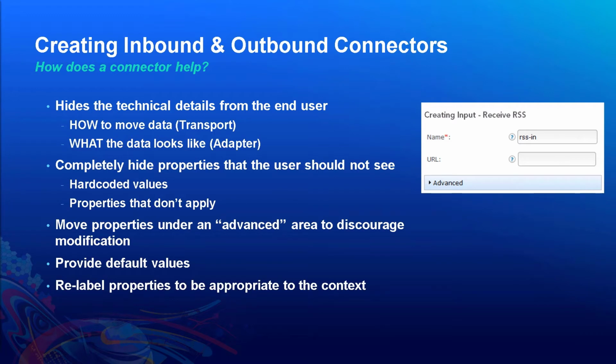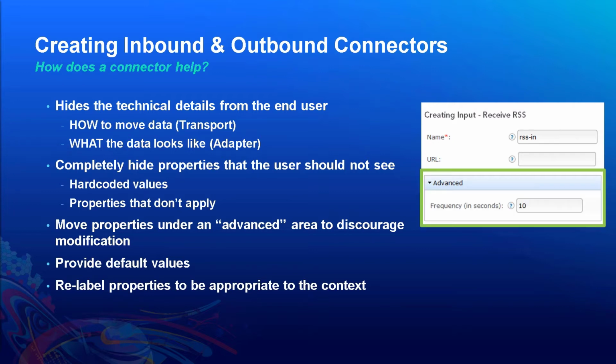As I said, a connector functionally provides the user the ability to create inputs and outputs. A connector's purpose is to hide the technical details the end users don't have to care about. Some of the properties may be hard-coded and hidden entirely. Other properties may be moved under the Advanced section and get default values that users may only rarely change. Finally, a connector can be used to provide contextually specific property labels. A connector can be very specific, or it can be very general, depending on the need.